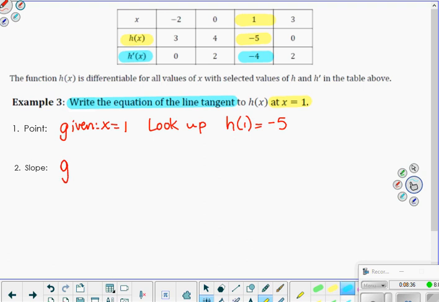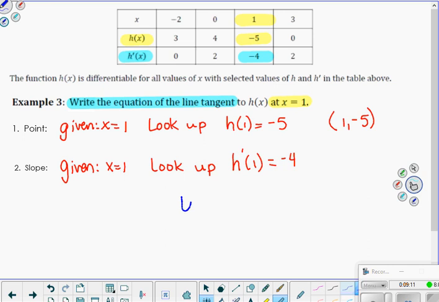Next, the slope. Well, we were only really given the fact that we had x equals 1. So I look up. Do I have h's, function h for all values? I'm sorry, I thought I wrote down g. Must have been from the given. Okay, look up h prime of 1, which indicates the slope, and I notice that that's -4. So I have an ordered pair of 1, -5, and a slope of -4.